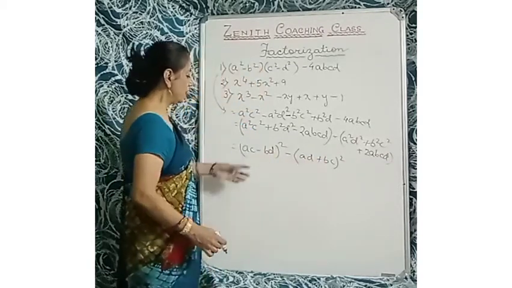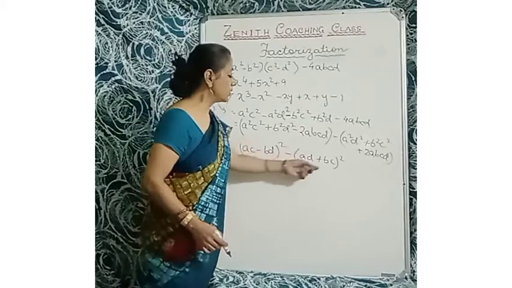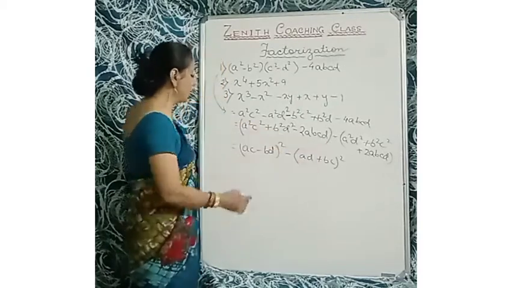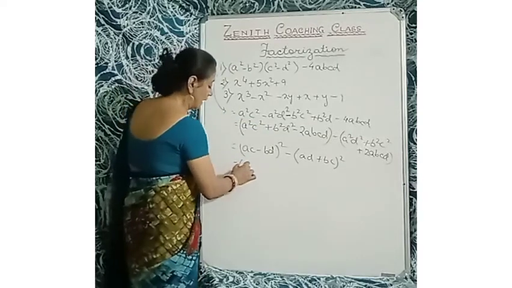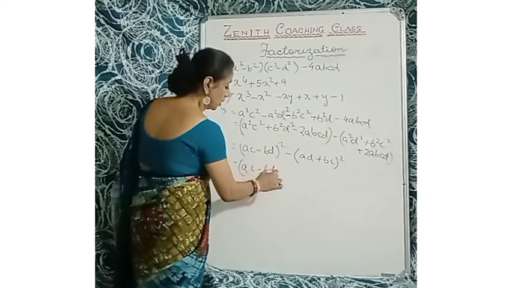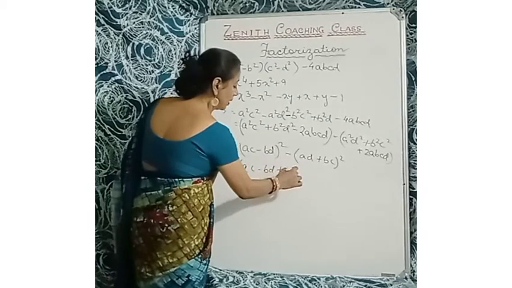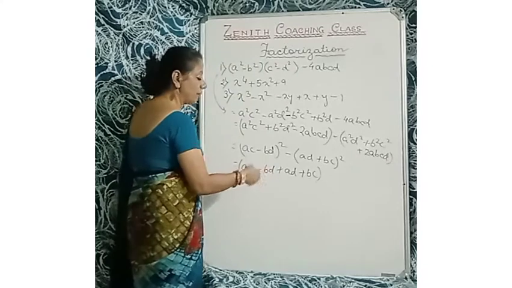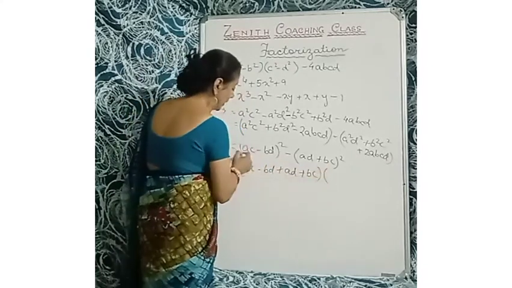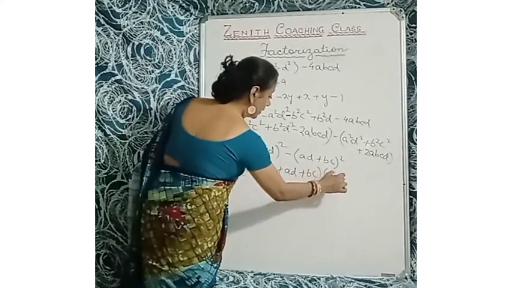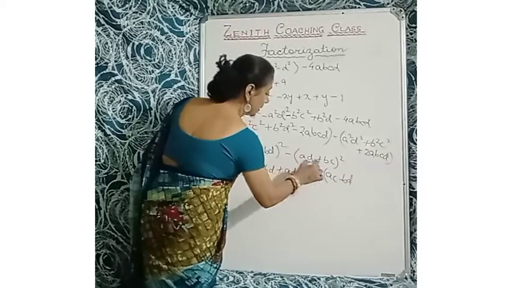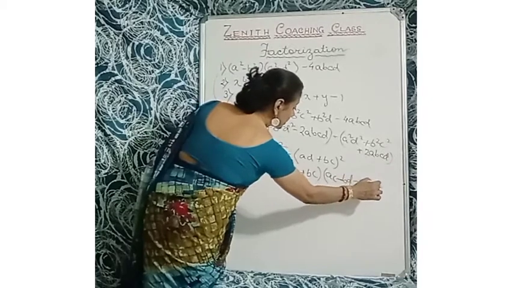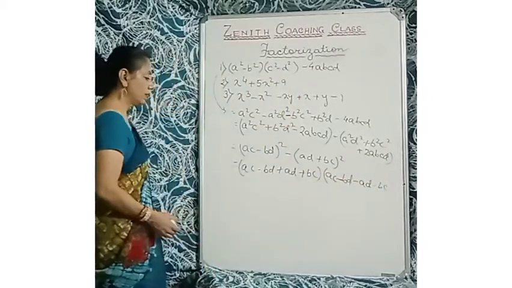So now children, you will see that a square minus b square, that is the formula. What is the formula? a square minus b square is a plus b times a minus b. So a square minus b square: here a is ac minus bd and b is ad plus bc. So ac minus bd plus ad plus bc.